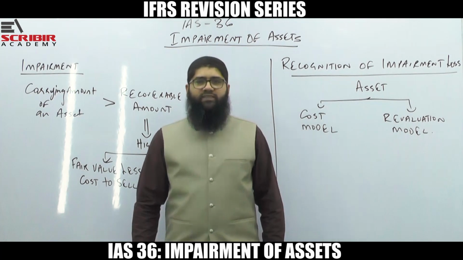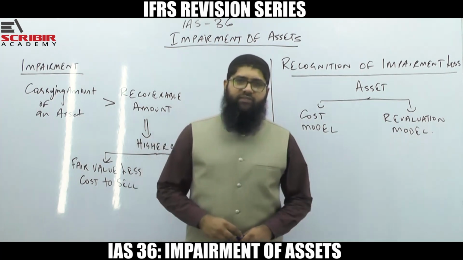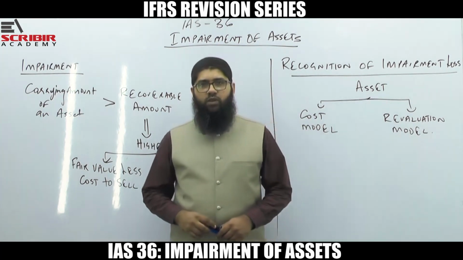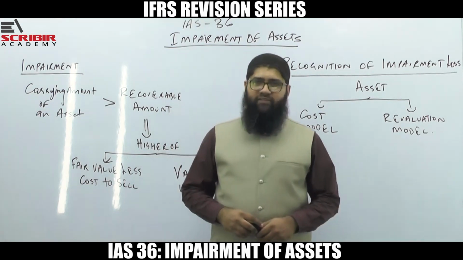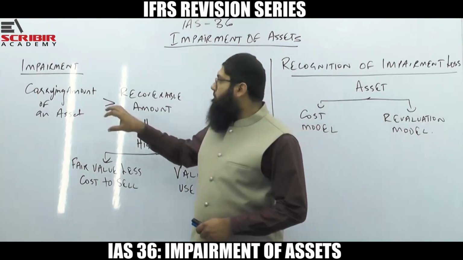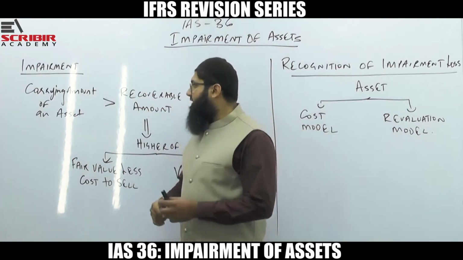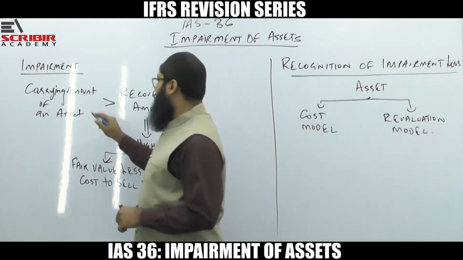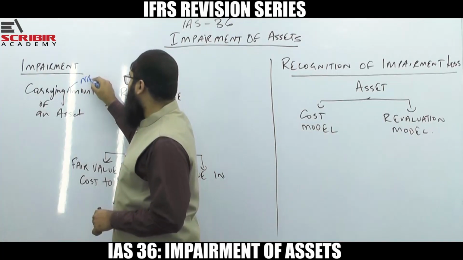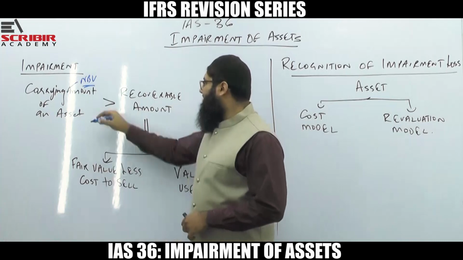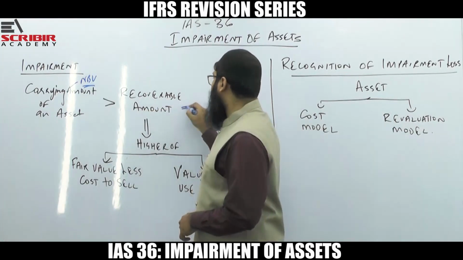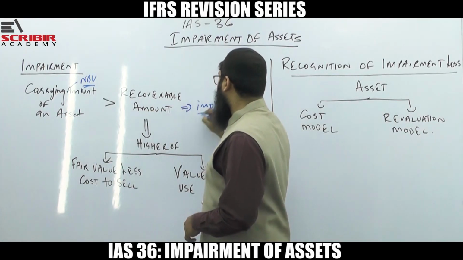So now let's have a quick recall of IAS 36 Impairment of Assets. What do we know about impairment? As per IAS 36, whenever the carrying amount, what do you mean by the carrying amount? The net book value of an asset. Whenever the carrying amount of an asset exceeds its recoverable amount, we say that there is an impairment.